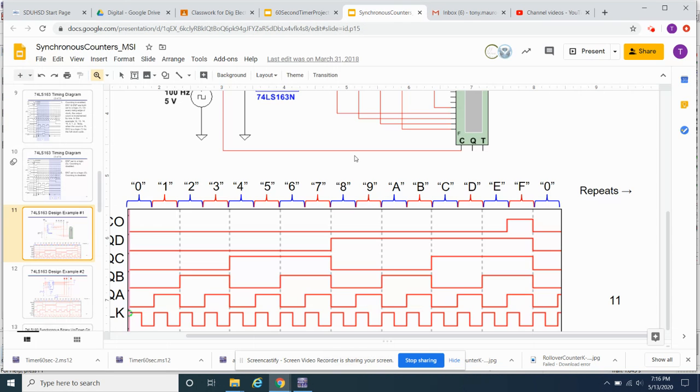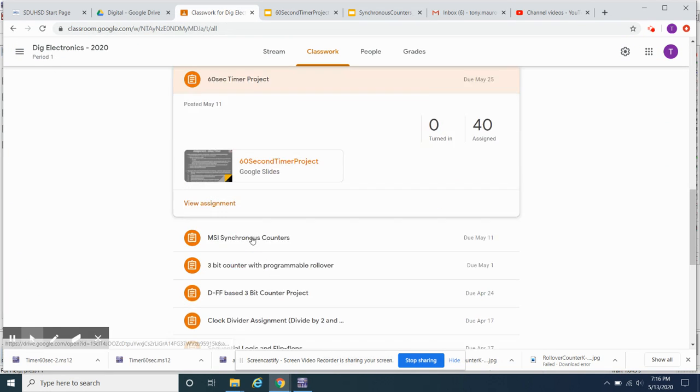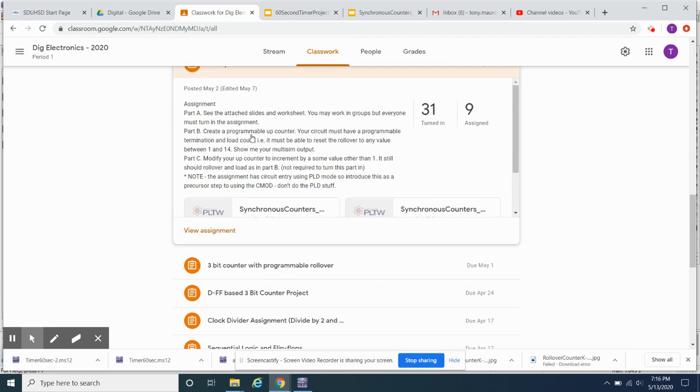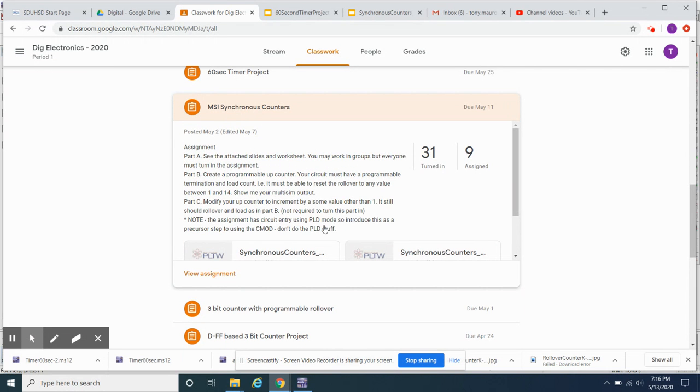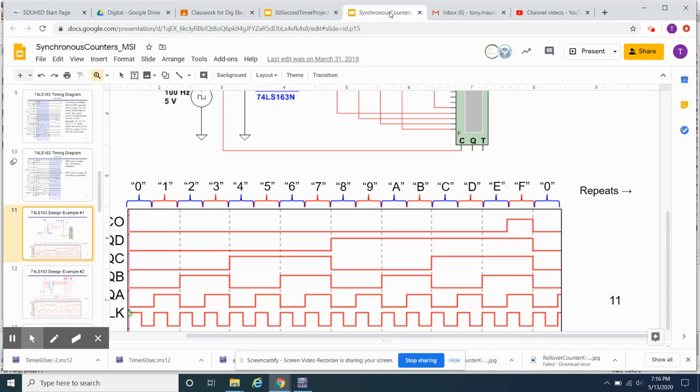What I want to show is one of the slides from this synchronous counter MSI slide deck. That was in one of the posts, in this post here, MSI synchronous counters. One of these slide decks has a slide that shows a timing diagram.